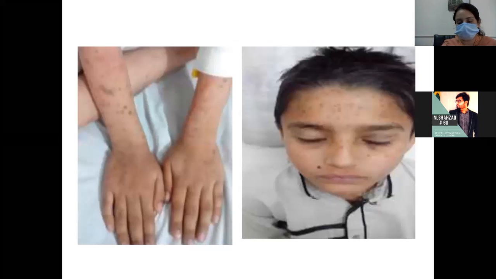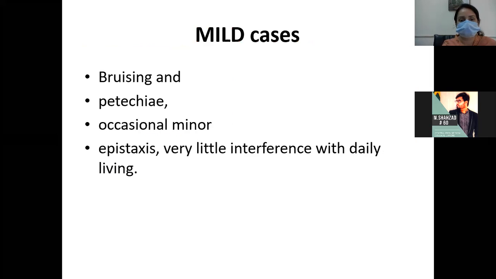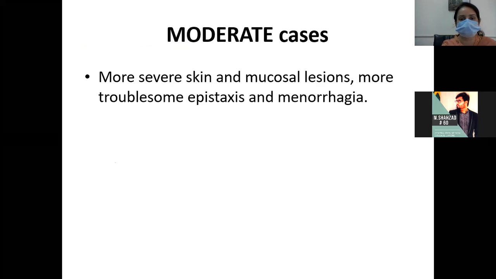So this is a picture of a child having ITP. Let's see what the signs and symptoms, or clinical manifestations, are in mild cases. In mild cases, there will be bruising and petechiae, and occasionally there can be minor epistaxis and very little interference with the daily living of these patients.